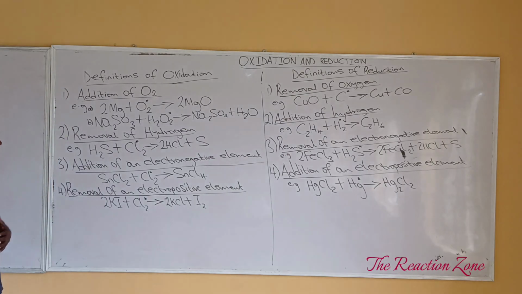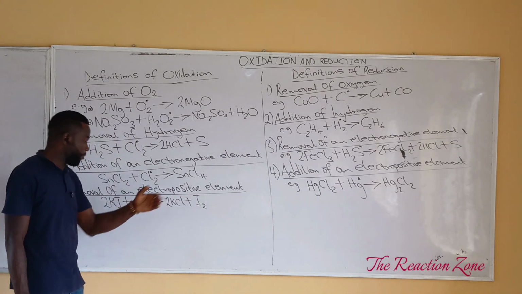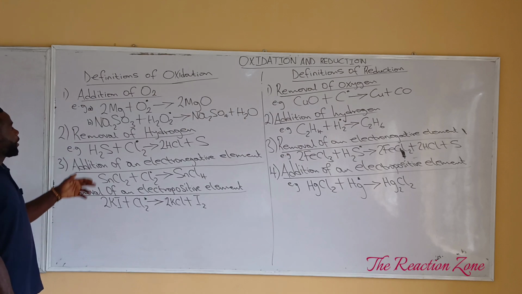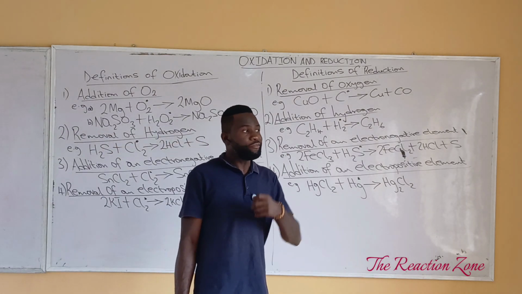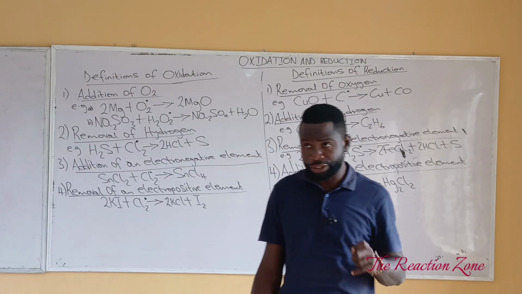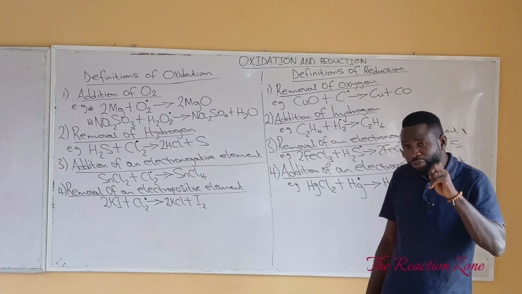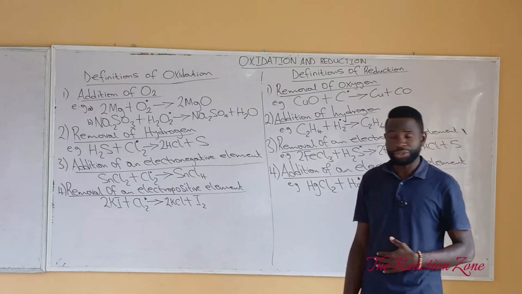And the final one we're looking at is that oxidation is the removal of an electropositive element from a substance. Hydrogen is electropositive. And if the removal of hydrogen from a substance counts as oxidation, it also means that the removal of other electropositive elements from a substance is also oxidation.